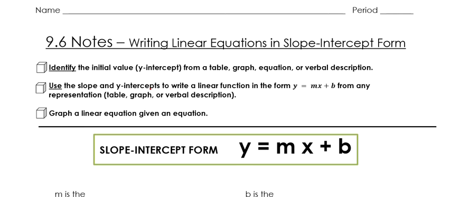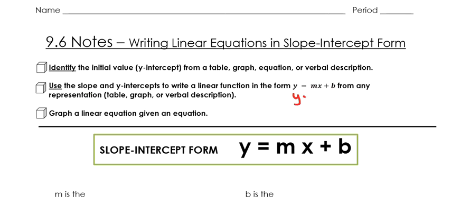With linear equations. And we're going to be doing it in slope-intercept form. We're going to talk about what that means. So identify the initial value, the y-intercept. We've been doing start value in Math 6, but that's actually the y-intercept, and I'll talk about what that means on a graph, okay? Use the slope. The slope has been your rate of change. Another word for rate of change is slope when you're doing it in terms of a graph, okay? So use the slope and y-intercept to write a linear function in the form of y equals mx plus b.